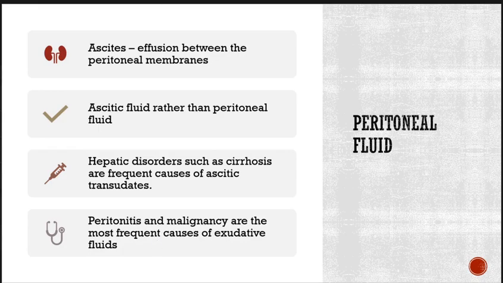Moving on kay peritoneal fluid. Okay. So, for peritoneal fluid, ang term natin dun is ascites instead of serous. Okay? So, if there's effusion between peritoneal membranes, ang term natin dun is ascites. This is much more used rather than peritoneal fluid. Okay? So, ang term natin is ascitic fluid. Okay? So, we can see increase in ascitic fluid if there is hepatic disorders such as cirrhosis. Okay? Also, if there is peritonitis and malignancy, so this is the most frequent cause of exudative fluids.